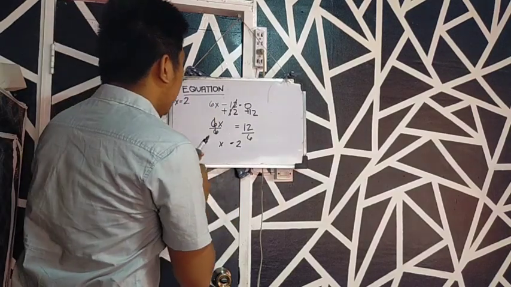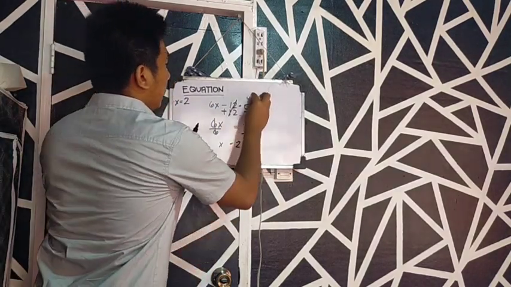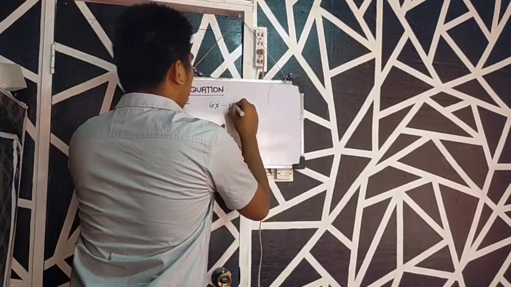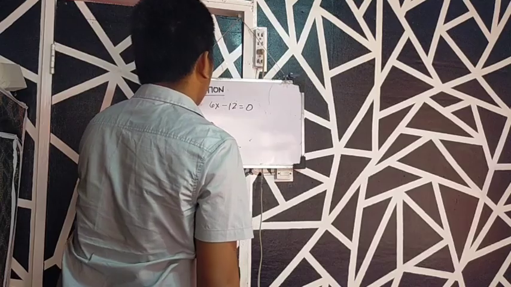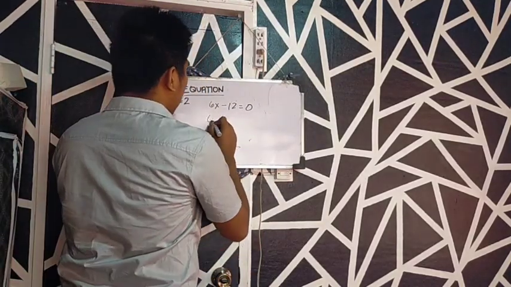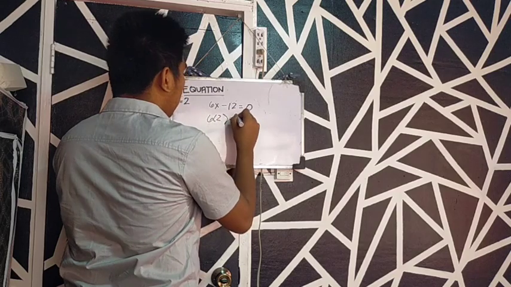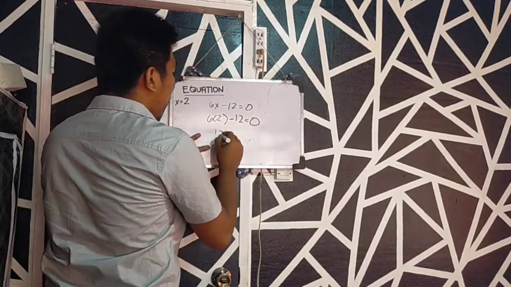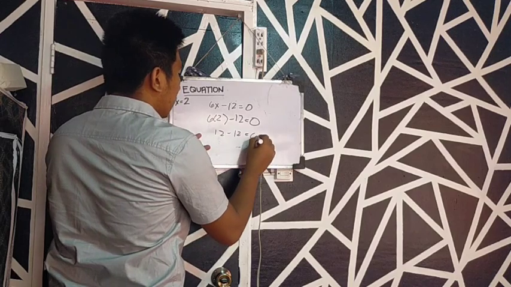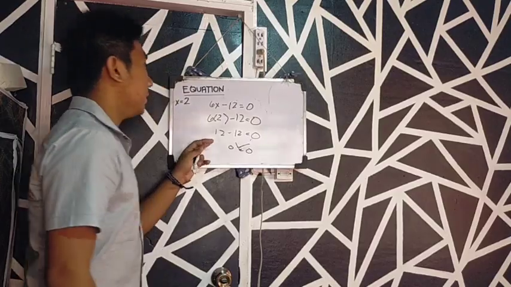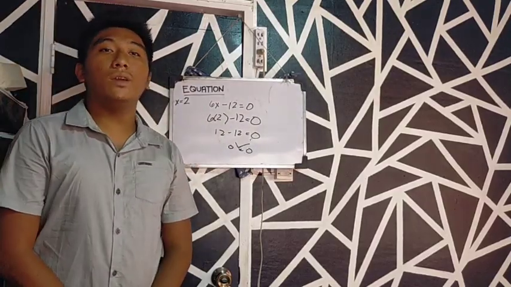Then we will check the equation if it is a true statement or false. Then 6x minus 12 equal to 0. Our value of x is 2. So 6 times 2 minus 12 is equal to 0. So 6 times 2 is 12, minus 12 equal to 0. So 0 is equal to 0. So the statement is true if the value of x is 2.